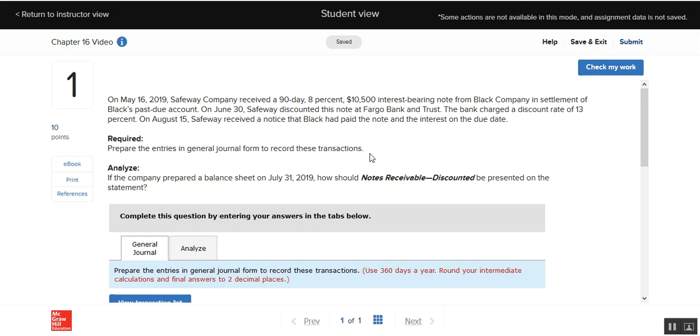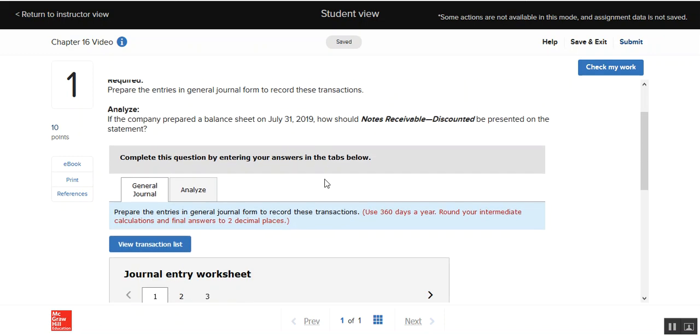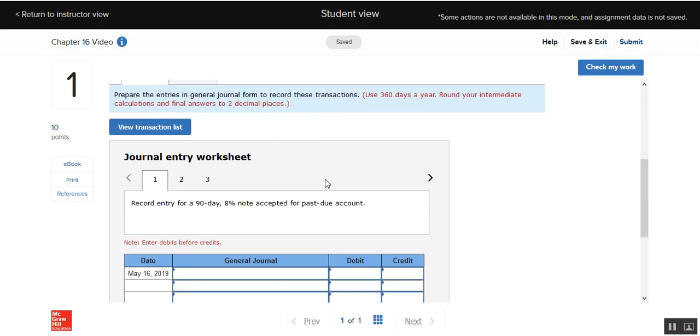So in this one, we're going to start out with the 90-day, 8%, $10,500. That's actually what's written on the note. And then anything else that Safeway decides to do in negotiating with that note, we have to take into account. So we're preparing the journal entries to record those transactions, and then we've got an analyze part. So we've got three journal entries. It says record entry for a 90-day 8% note due for the past due account.